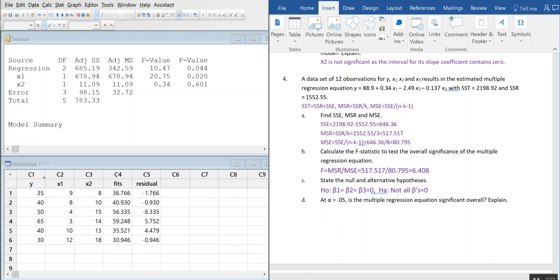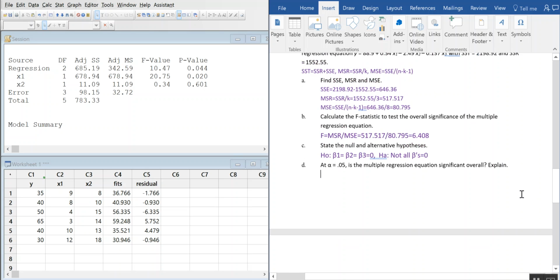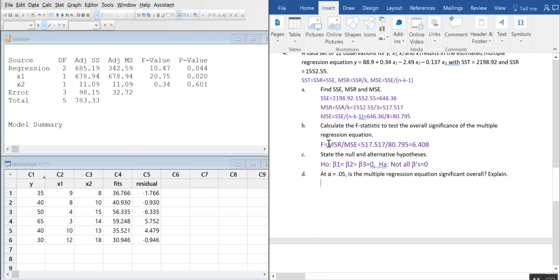Okay. So next up, I need to calculate the p-value going with this. So I'm doing the F statistic, and I'm going to be using Minitab to calculate the p-value. So remember, this is a right-tailed test. I just need to use the F distribution. So it's important to know which distribution I'm doing.